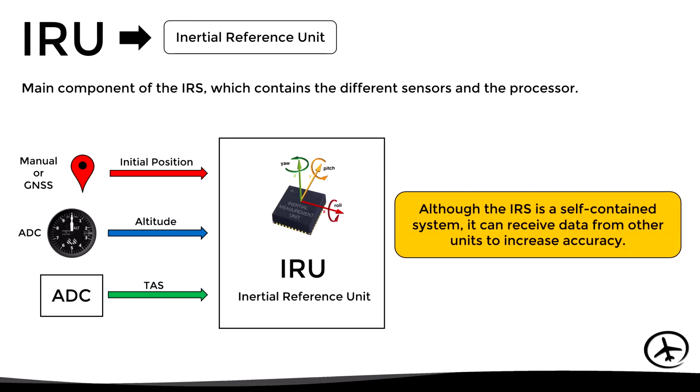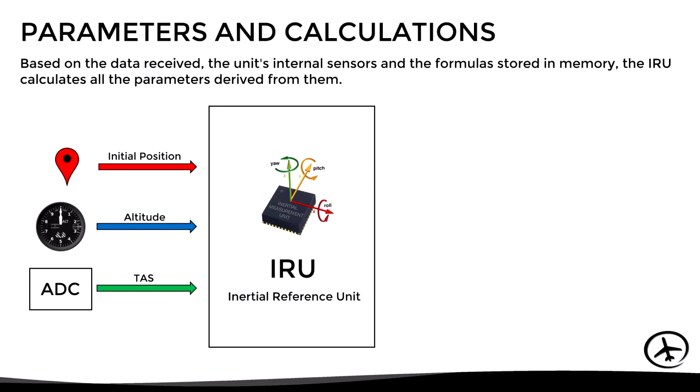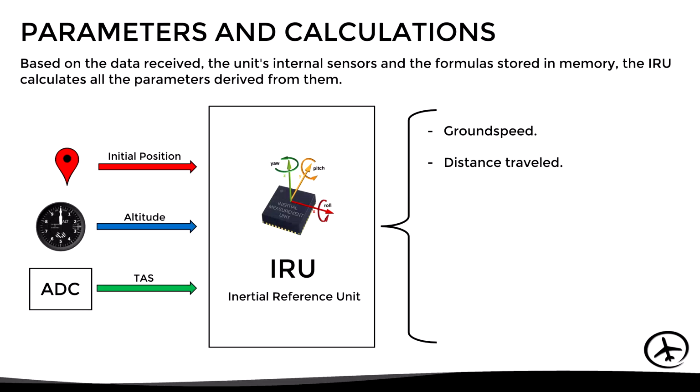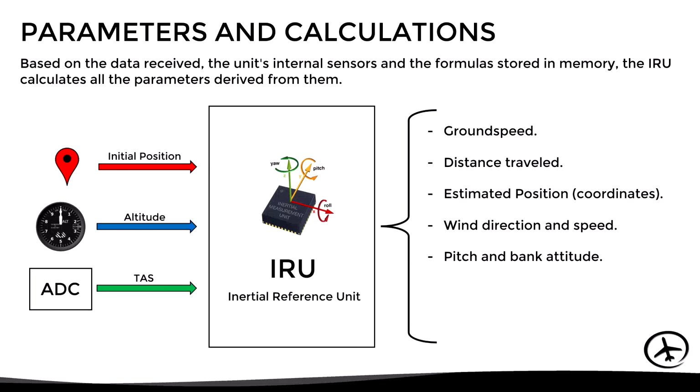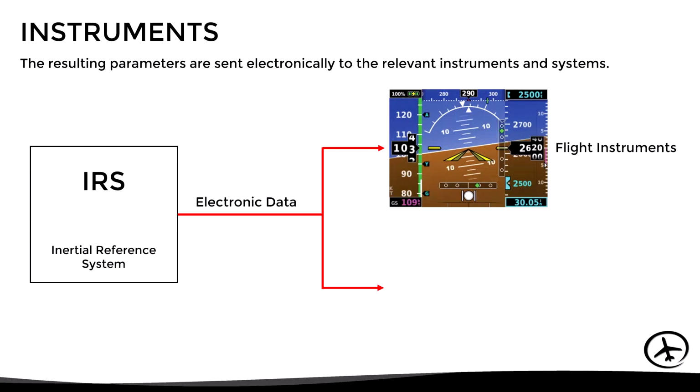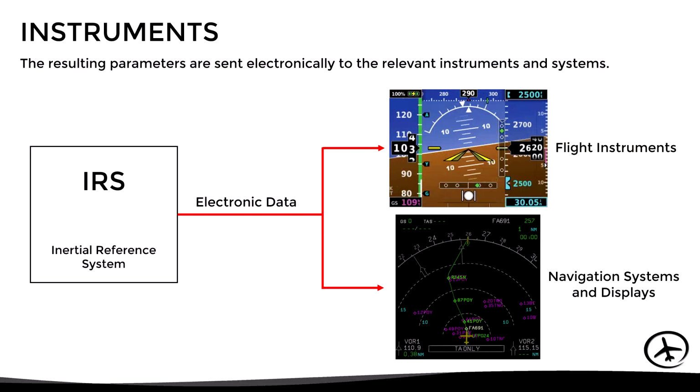Now, using the received information, in conjunction with the unit's inertial sensors and the formulas stored in the memory, the IRU calculates parameters such as the ground speed, distance traveled, estimated position, wind direction and speed, pitch and bank attitude, true and magnetic heading, and the inertial altitude. All these resulting parameters are sent electronically to the flight instruments, as well as to the navigation systems and displays.